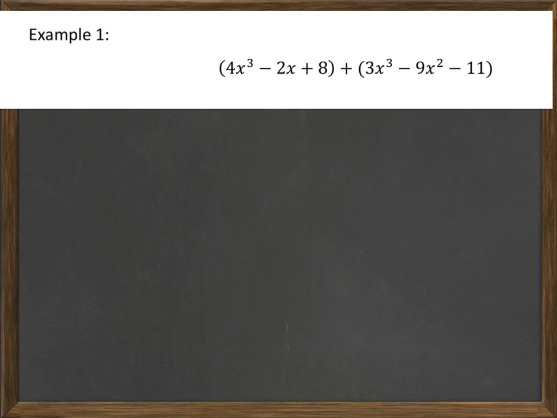So let's look at our first example. So we have 4x cubed minus 2x plus 8 plus 3x cubed minus 9x squared minus 11. So because of this addition sign, remember, addition is commutative, meaning the order doesn't matter, okay? And so what we can do is we can drop our parentheses, okay? So this is going to be 3x cubed minus 9x squared minus 11.